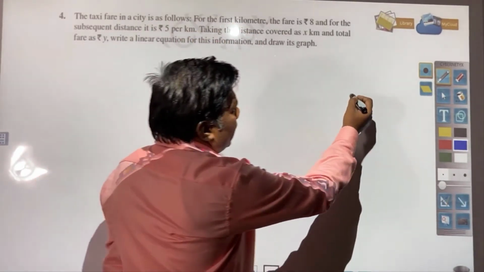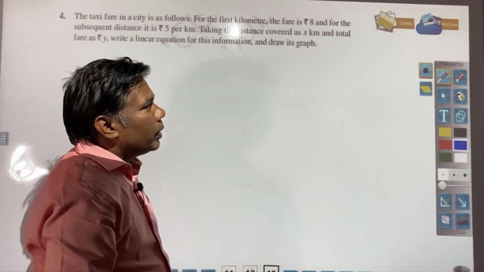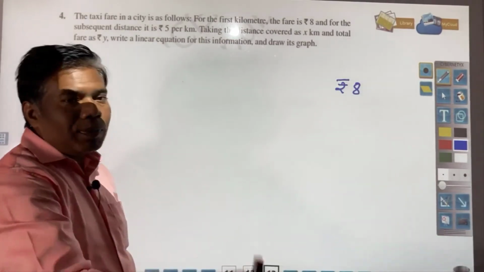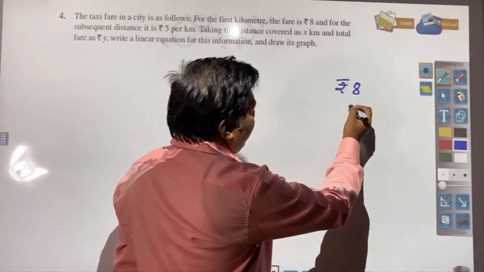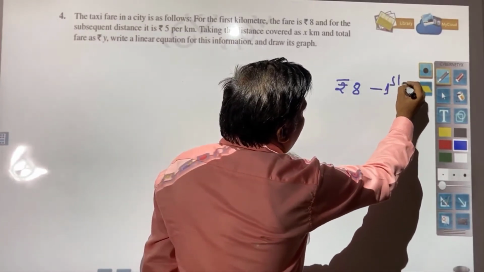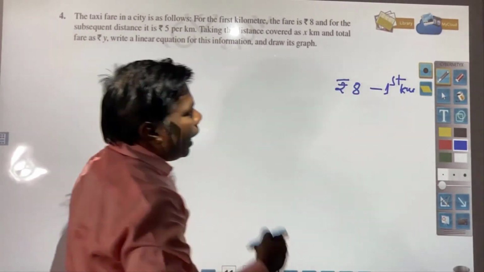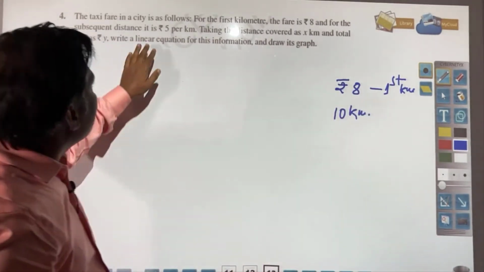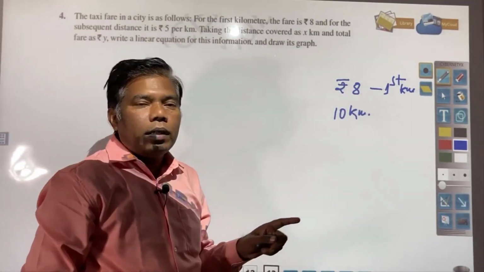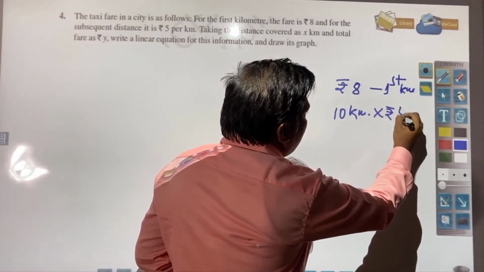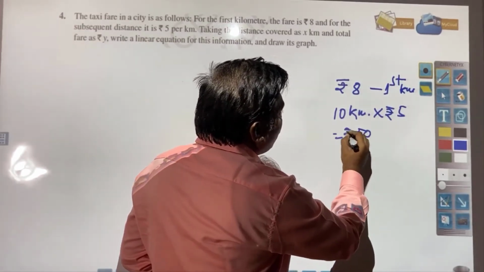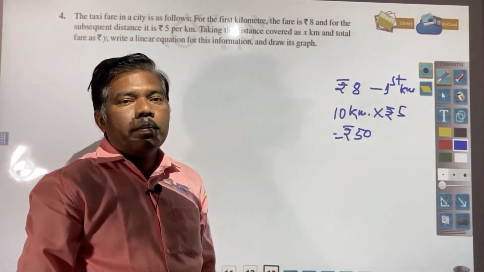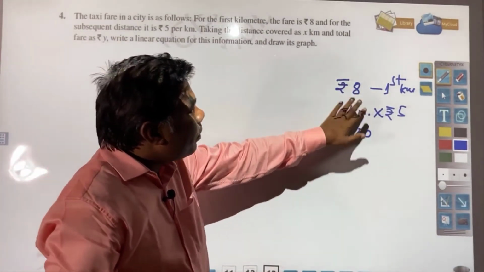Suppose you are in a city, for the first kilometer they are charging 8 rupees. And for every subsequent distance, suppose you travel 10 kilometer after the first kilometer, for which they have charged 8 rupees. For those 10 kilometer, how much will they charge? 5 rupees per kilometer. It means 50 rupees. So total fare they will charge 50 plus 8 rupees.